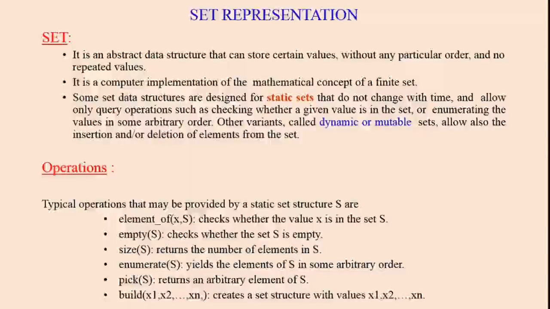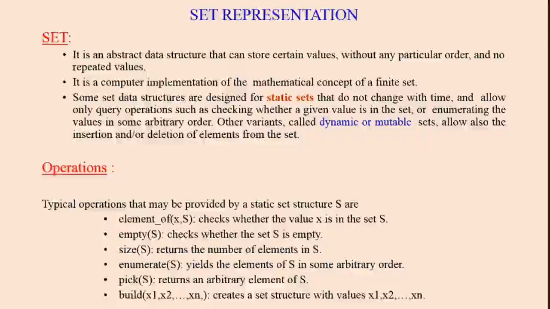Then we will discuss the operations. The typical operations that may be provided by a static set structure S are: the first one is element of x comma S. It checks whether the value x is in the set S. The second one is empty of S. It checks whether the set S is empty or not. The third one is size of S. This returns the number of elements in S.